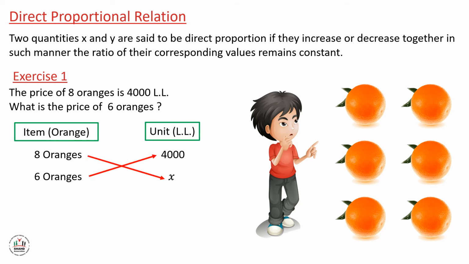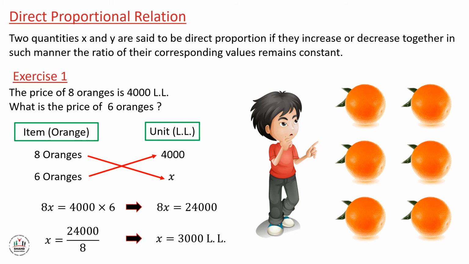Okay, now we only need to do cross multiplication to calculate the value of X. So 8 multiplied by X equals 4,000 times 6. 8x equals 24,000, and x equals 3,000 Lebanese lira. So the price of 6 oranges equals 3,000 Lebanese lira.